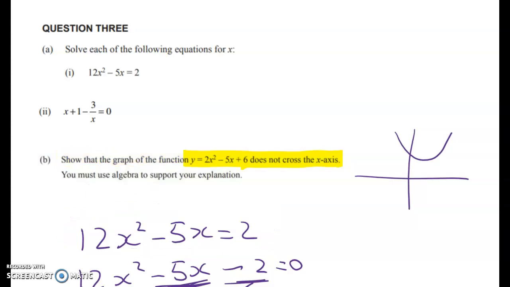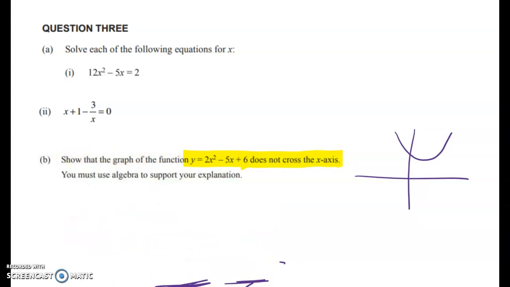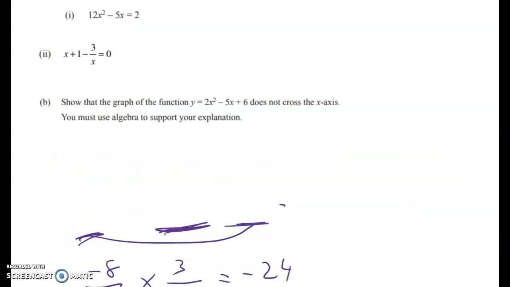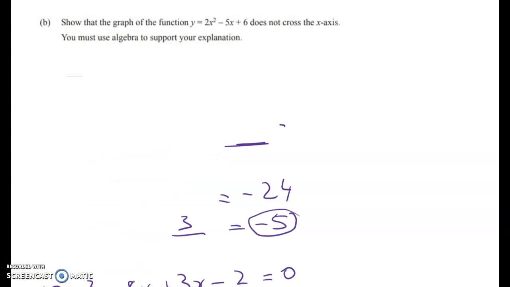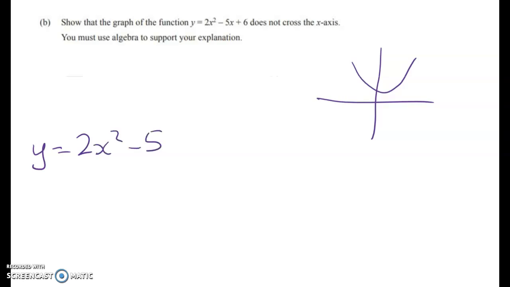So I've just got time to talk about this. It's really important if you want to get the full marks on this question that you explain your reasoning. Okay, so show that the graph of the function doesn't cross the x-axis. So I've got some kind of function like this. Right, we've got y equals 2x squared minus 5x plus 6. Right, and we're going to set that equal to 0 to find the x-intercepts.